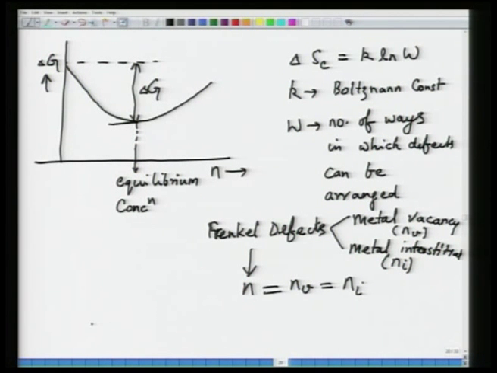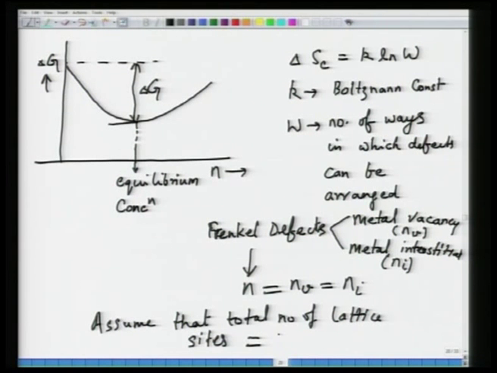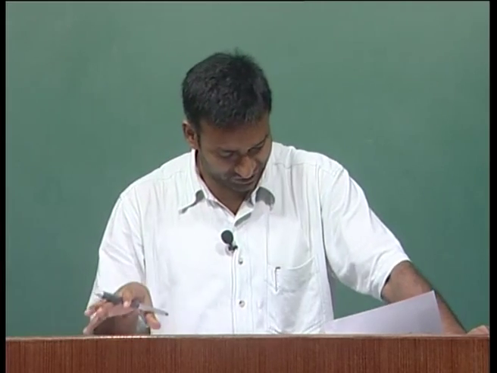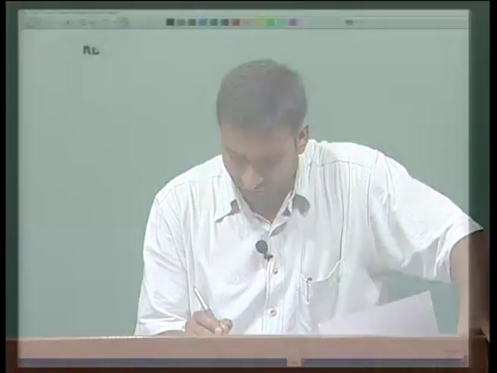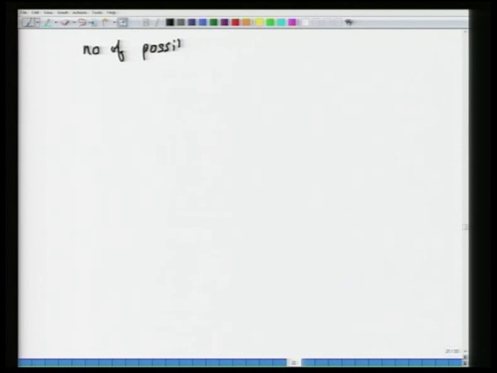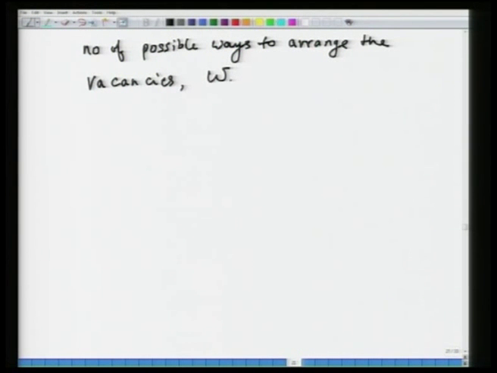So, now assume that total number of lattice sites is equal to capital N. So, in this case, if these are the numbers which you have, what is the number of possible ways in which you can arrange the vacancies? So, let us say number of possible ways to arrange the vacancies, let us say that is written as Wv.